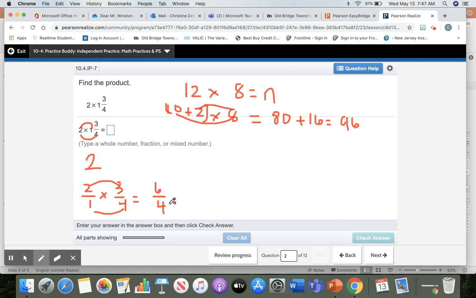But now I have an improper fraction, so I have to remember I have to convert. So I'm going to bring down my house, right? Because my line means divide. How many times does 4 go into 6? It goes once. So we're going to subtract. I have 2 left over. And my 2 left over, instead of it being R2, it's going to go over my divisor. So now I have to add 2 plus 1 and 2/4.